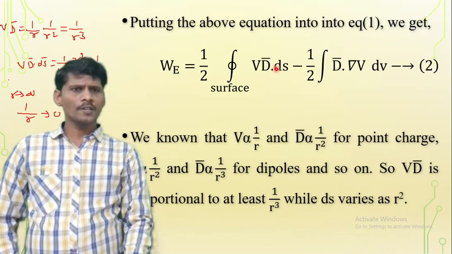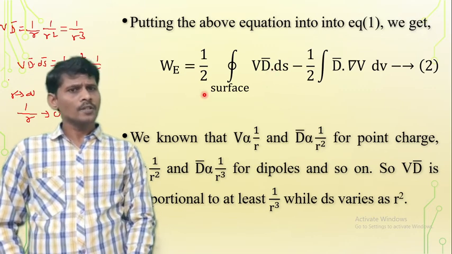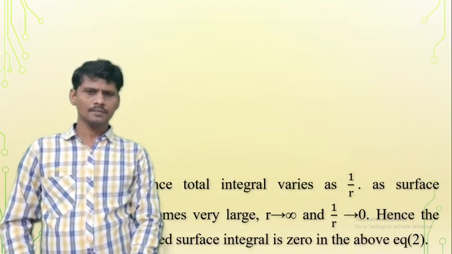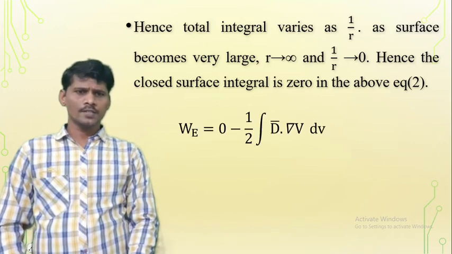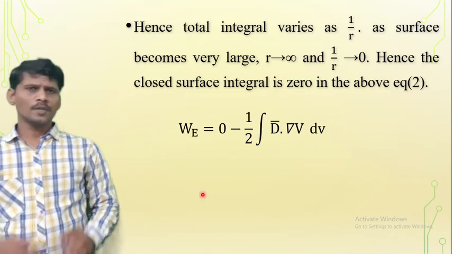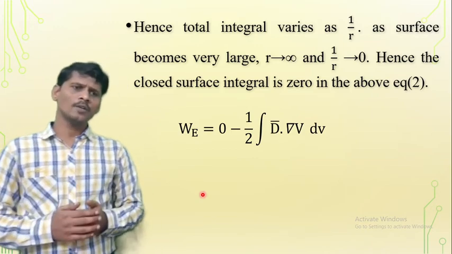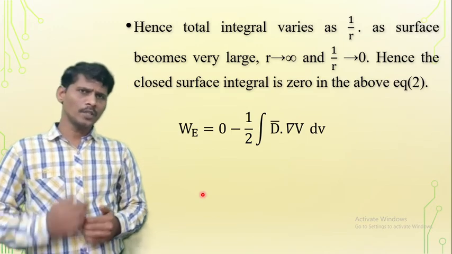V d bar dot ds bar is equal to 0. Therefore, the first term of the surface integral becomes 0. So the energy stored value W bar is equal to, the first term is 0, minus 1 by 2 volume integral of del dot d bar dot del V into dV.